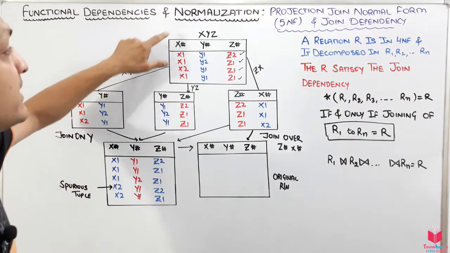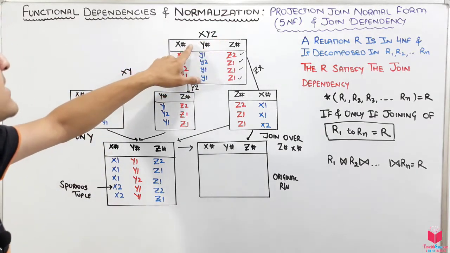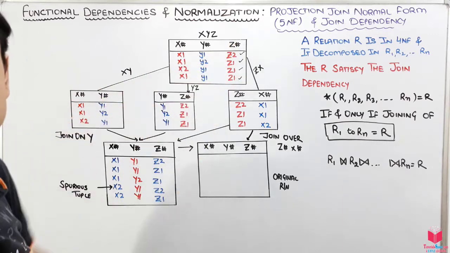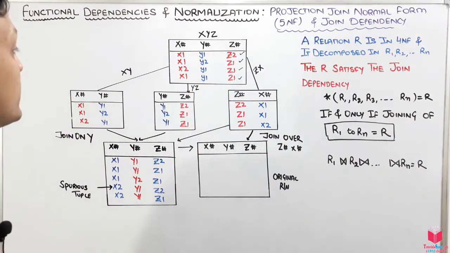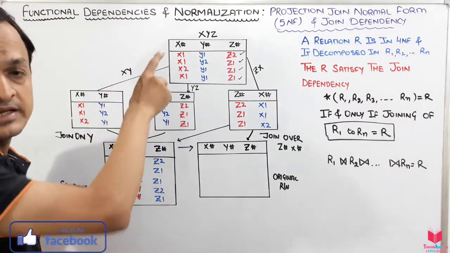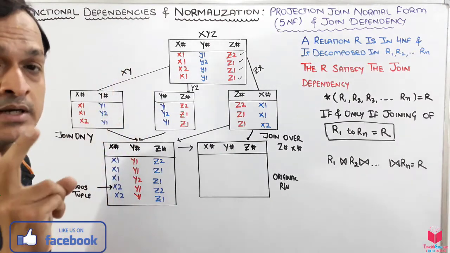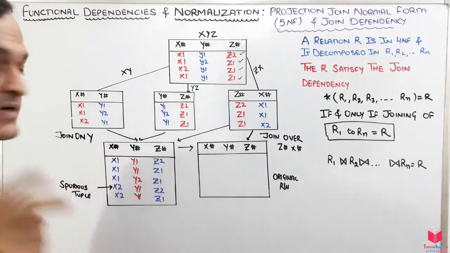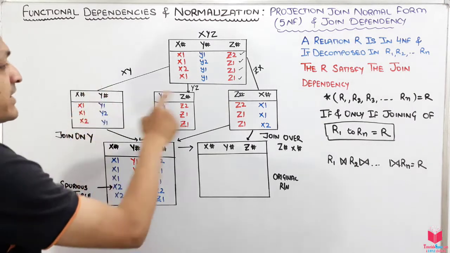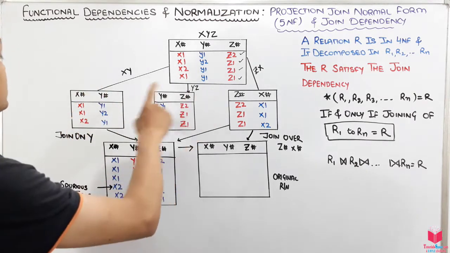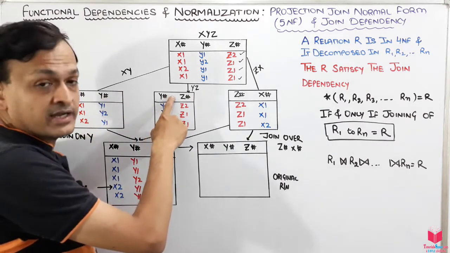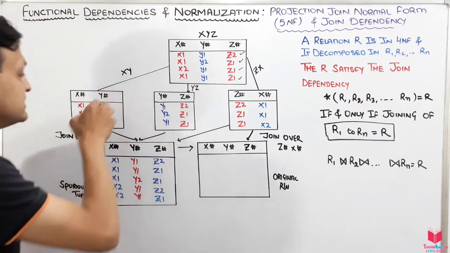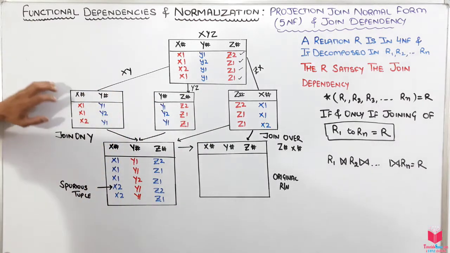We have a relation with attributes X#, Y# and Z#, and these are their corresponding values. Okay guys, now we have decomposed this relation into two relations. The first contains X# and Y#, and the second table has Y# and Z#. And these are the corresponding values. Let's see how it comes.